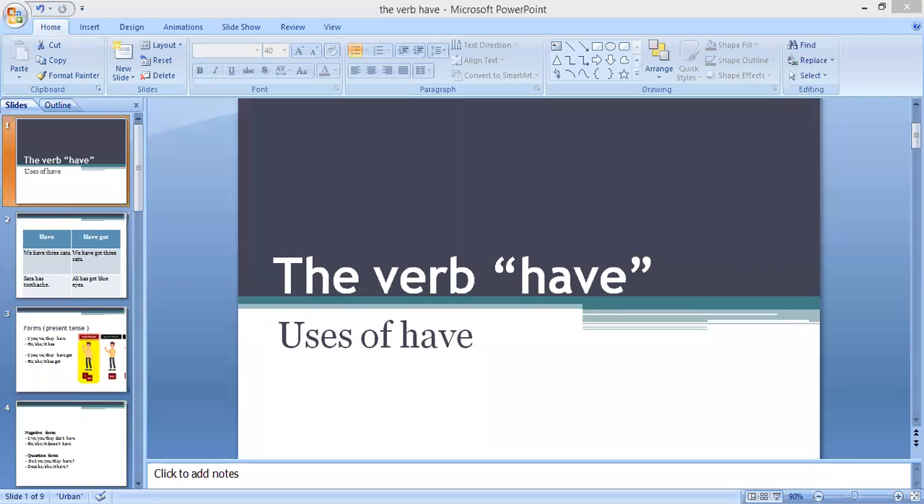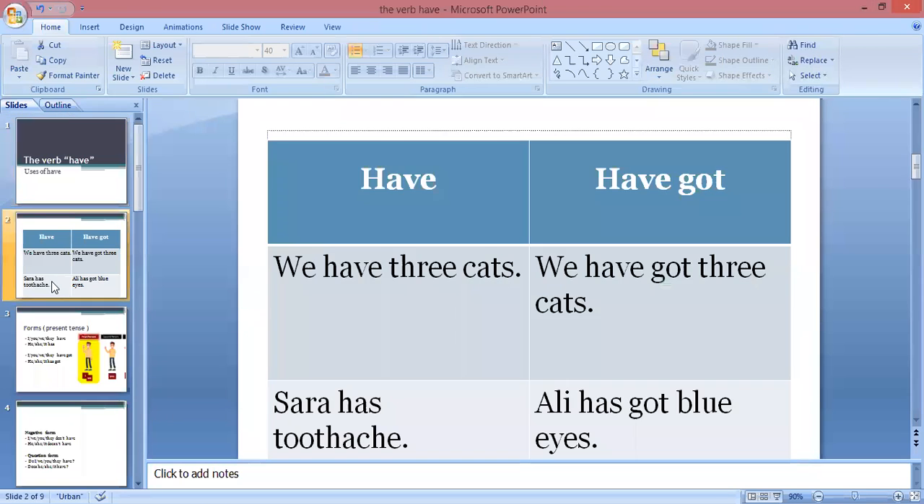First we will see the difference between have and have got, and then we will see the other uses of have. Okay, so we will start with examples of have and have got. Look at these examples. We have three cats, or with have got, we have got three cats. Another example is Sarah has toothache, and with have got, Ali has got blue eyes.